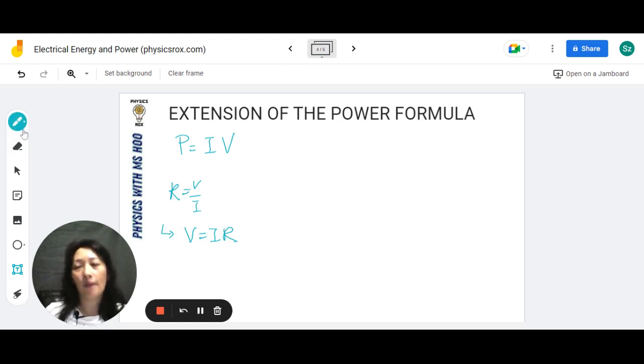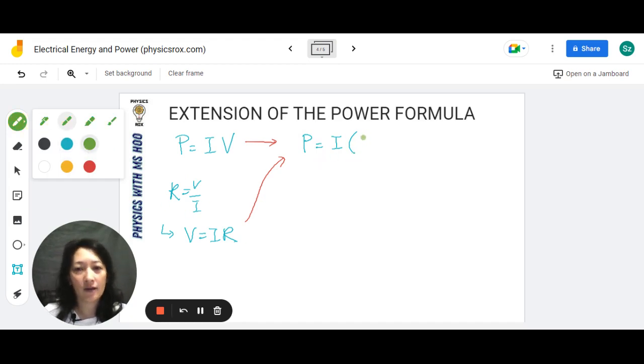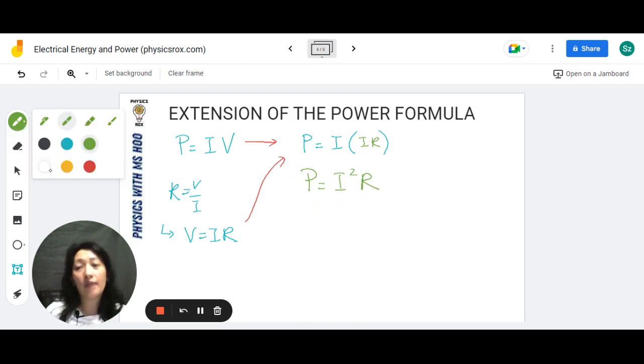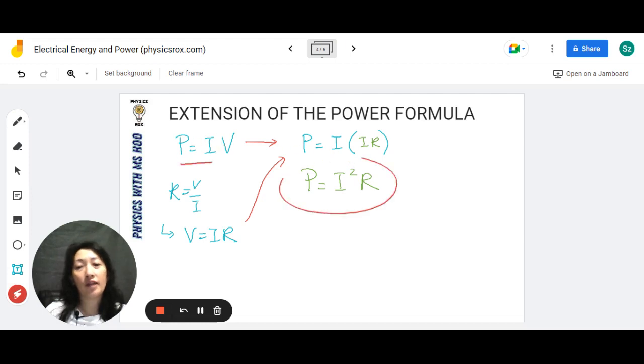Okay, so from here, let's say we combine these two formula. So we're going to sub V equals IR into P equals IV. So just because, okay, let me use different colors just to emphasize it, right? So we have P equals I bracket. Okay, we know V equals IR, so we're going to substitute IR inside V over here. And you can see you have I times I. So this is where we will get the P equals I squared R formula. So that's one derivative we can get from the combination of these two.